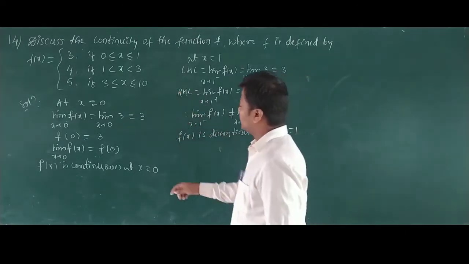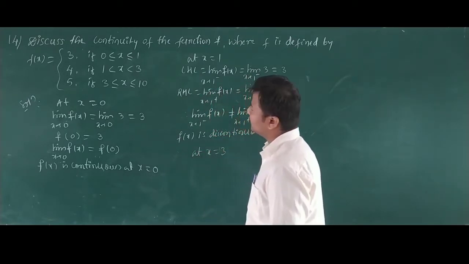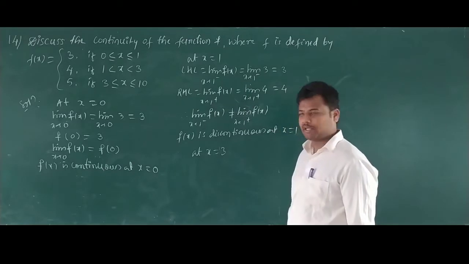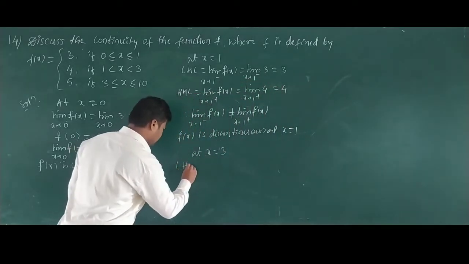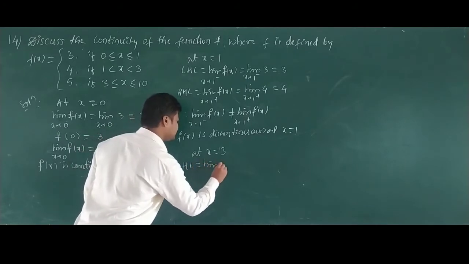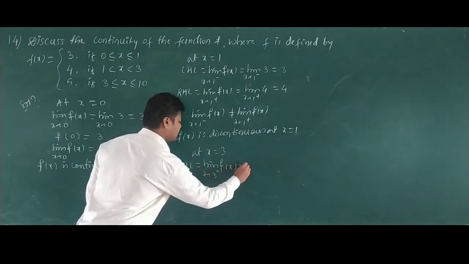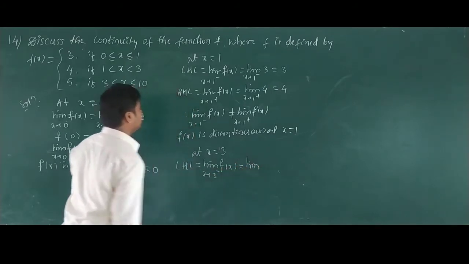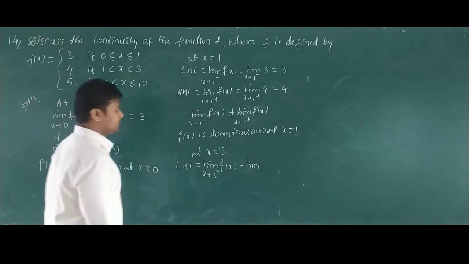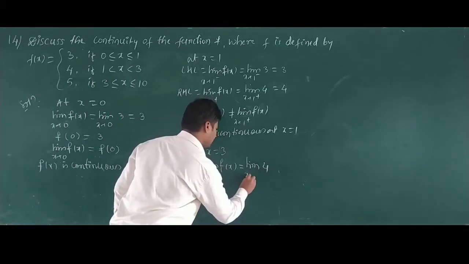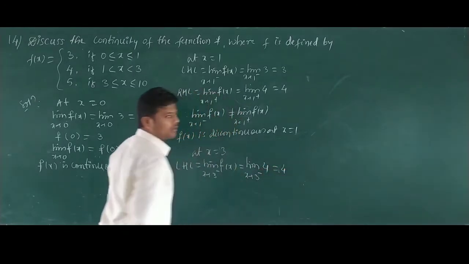Next, check at x equal to 3. Again, LHL and RHL are defined. So LHL at the point x equal to 3: limit of f of x as x tends to 3 minus is limit of 4 as x tends to 3 minus. Again it's a constant function, so the value is 4.